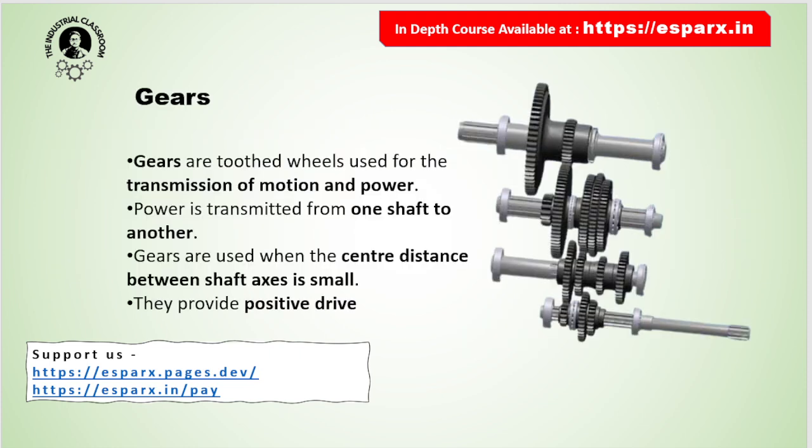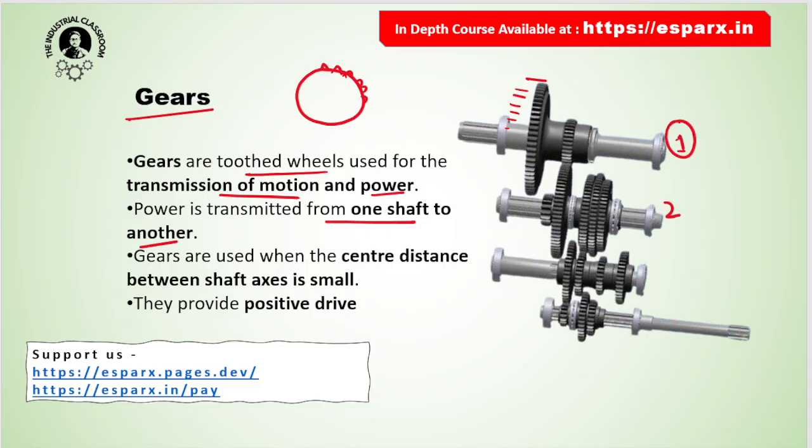Now let us quickly move on to the gears. So here is where the original topic starts. Gears are toothed wheels. You can see in this picture that teeth are built on this wheel, which is used for transmission of motion and power from one shaft to another. So this is shaft number 1, this is 2, this is 3, this is 4. Rotation of shaft 1 creates rotation of shaft 2, which in turn rotates shaft 3 and in turn 4. So here we see that there is transmission of motion and power.